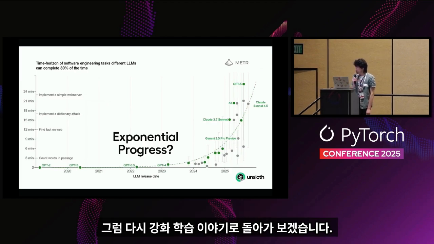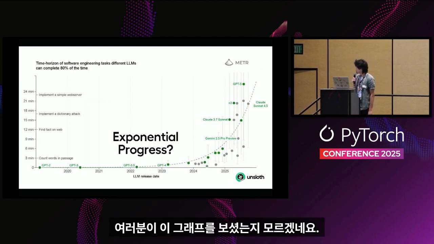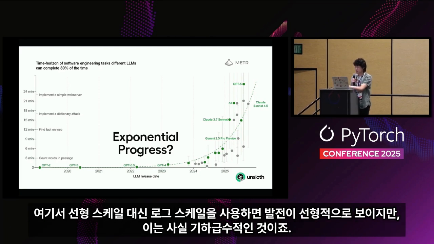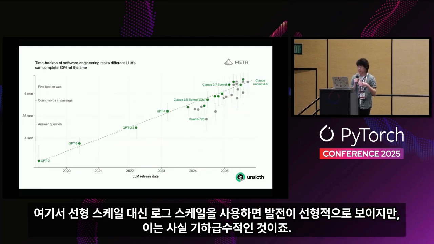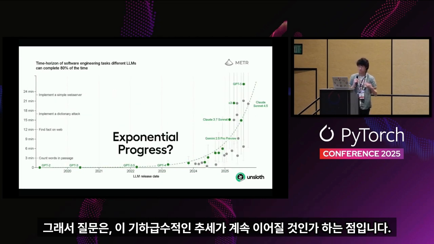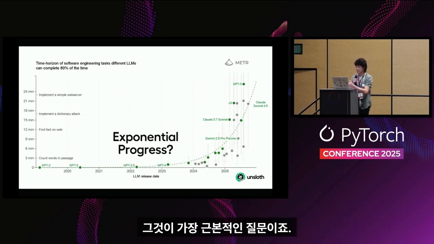So, back to reinforcement learning. I'm not sure if you can see this plot. It's quite famous. Is there exponential progress in AI? If you look at it, the graph looks like there is some sort of exponential curve. If instead of using a linear scale we use a log scale, you can see the progress is in fact linear, which means it is actually exponential. So the question is, will this exponential trend continue? That's the fundamental question.